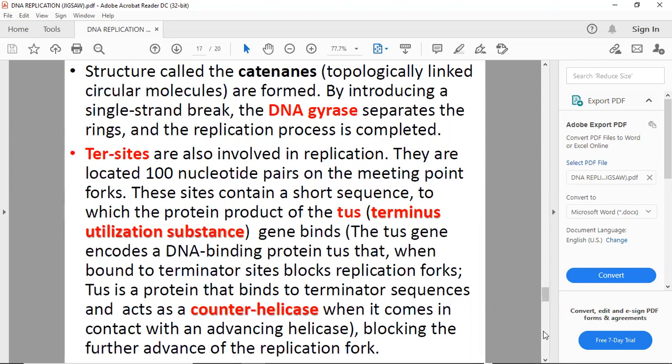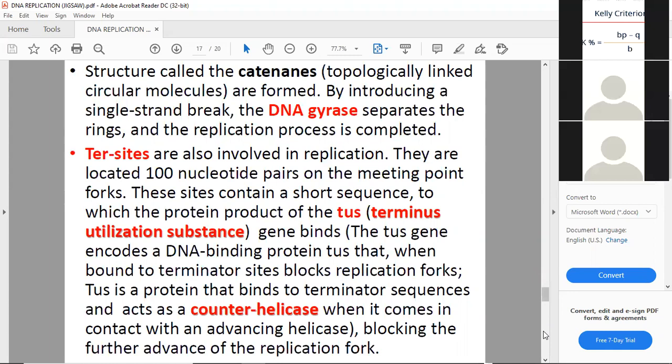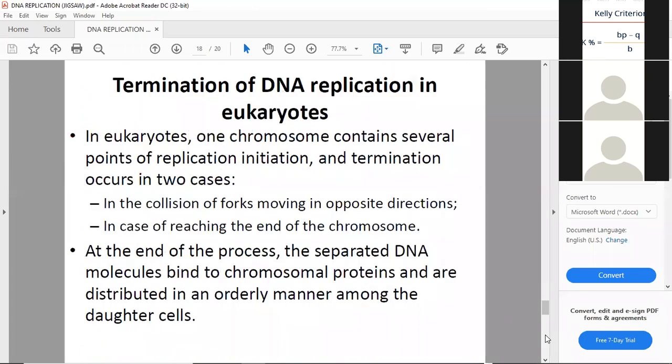And then we have the Ter sites, which use the terminus utilization substance, which could also be involved. The terminus utilization substance is simply a protein that binds to a terminus sequence and acts as a counter-helicase. Remember, helicase does the unwinding of DNA. So you have the counter protein, which is the Tus. So when it comes in contact with an advancing helicase, it blocks further advance of the replication fork.